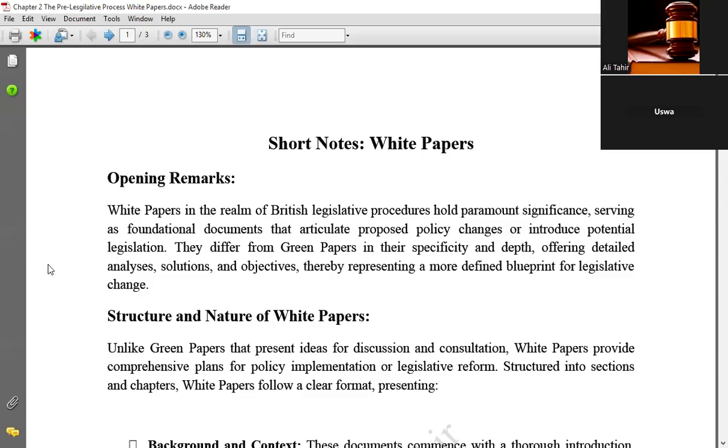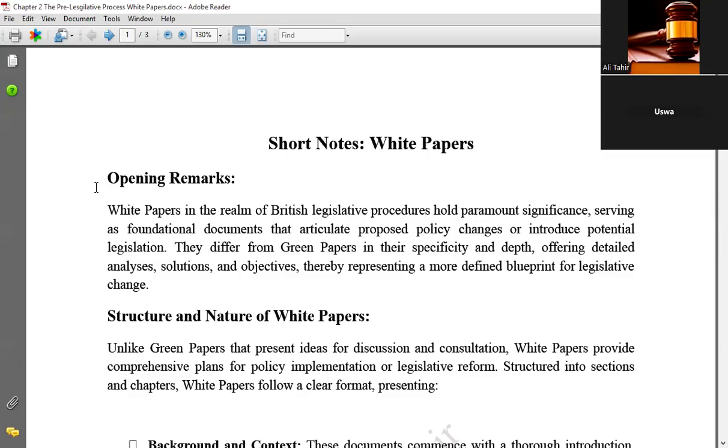Okay, so we begin with the white papers now. White papers in the realm of British legislative procedures hold paramount significance, serving as foundational documents that articulate proposed policy changes or introduce potential legislation. There is a significant difference between white papers and green papers.